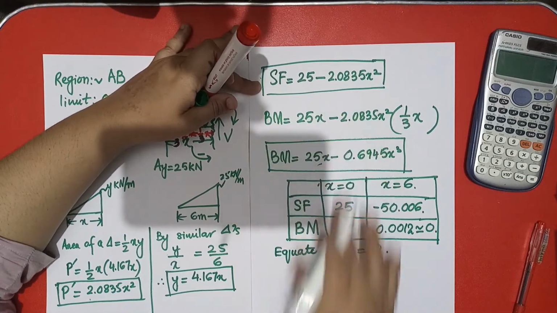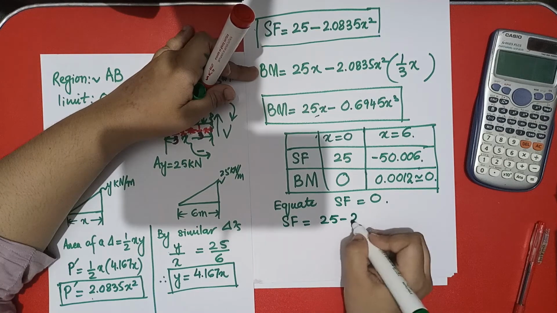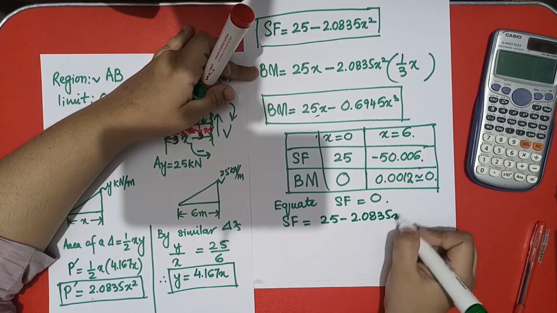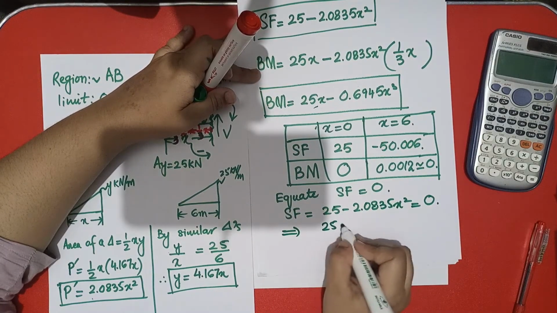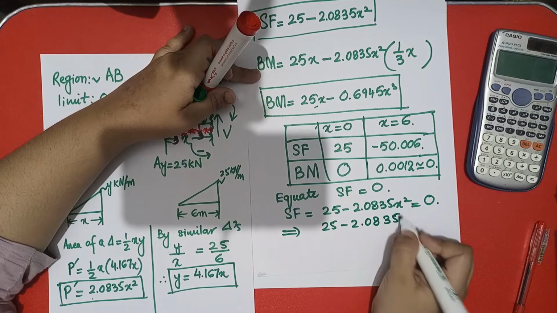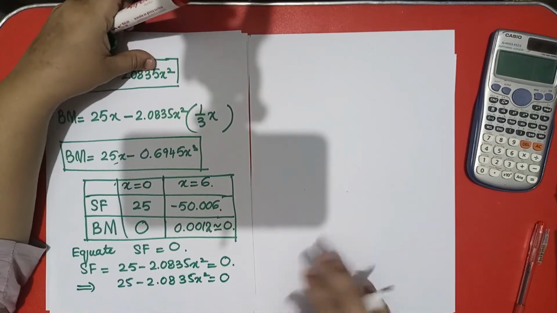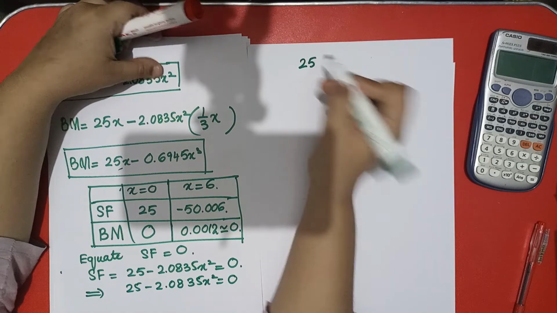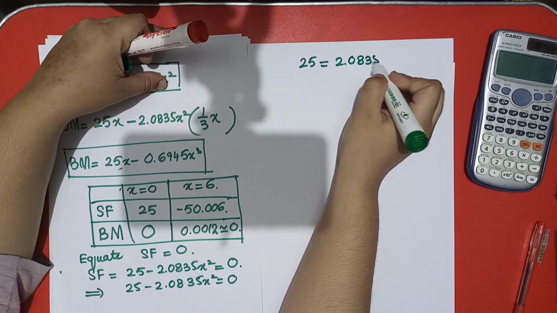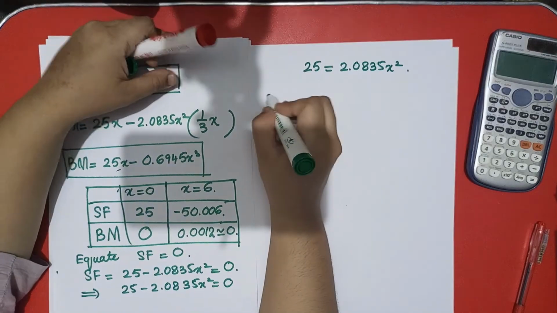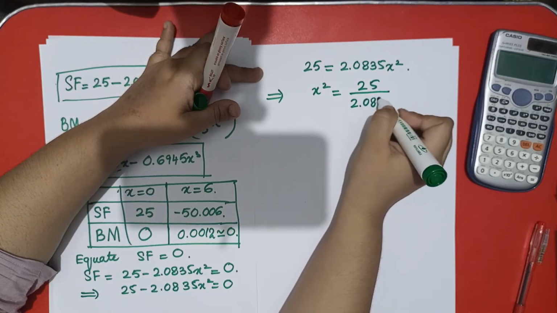We are having this shear force equation, and this shear force equation is equal to 25 minus 2.0835 x square equals 0. So when we do it like this, it becomes 25 minus 2.0835 x square equals 0. So what we have to do now, 25 is equal to 2.0835 x square. So x square is equal to 25 divided by 2.0835.